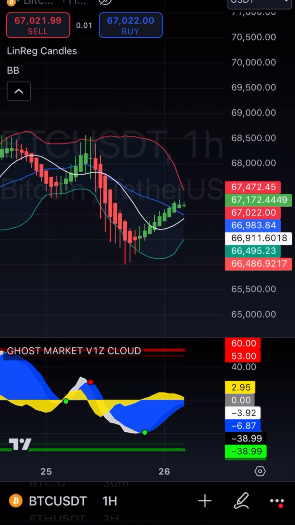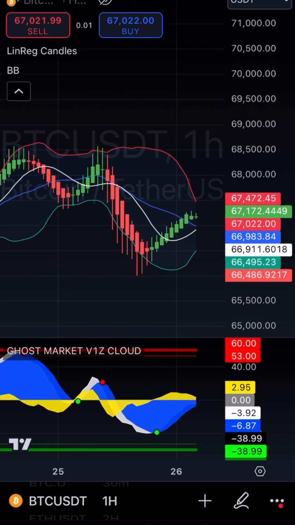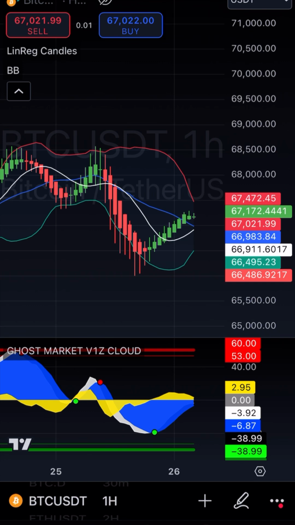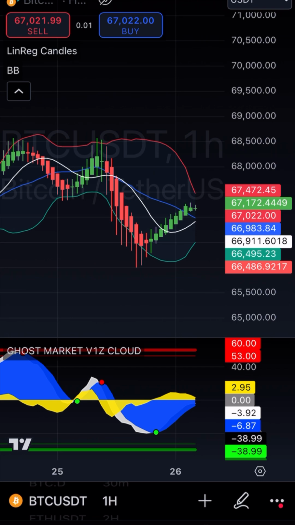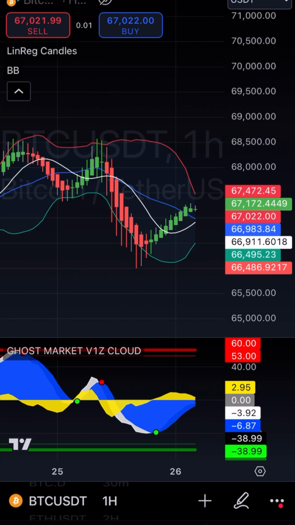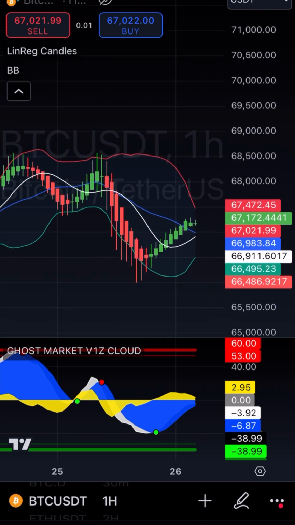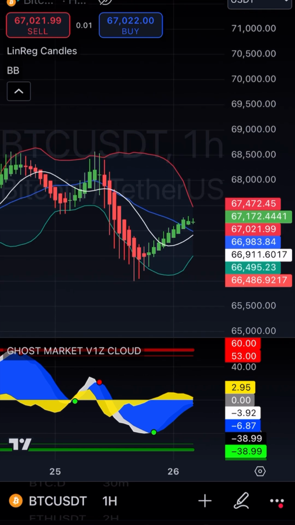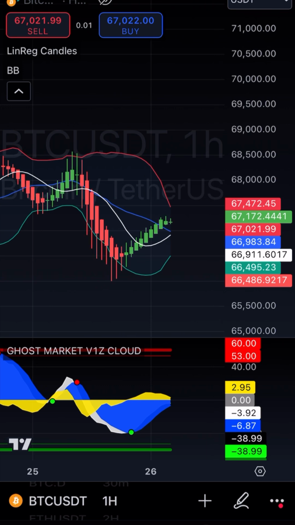The next one is an indicator that you're going to need here, and this one is a paid indicator. It's Ghost Market Pro. I've talked about it on this channel. There are probably similar indicators that could be for free, but for the sake of this video, we're going to use the Ghost Market Pro. There might be other ones available that are free, so just do some research on that. But for this video, we're going to be talking about the Ghost Market Pro Cloud, and that's key to finding the moment.